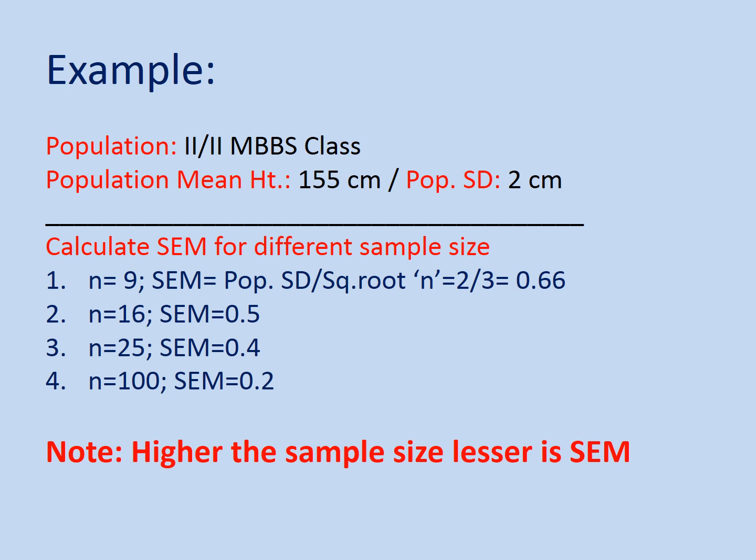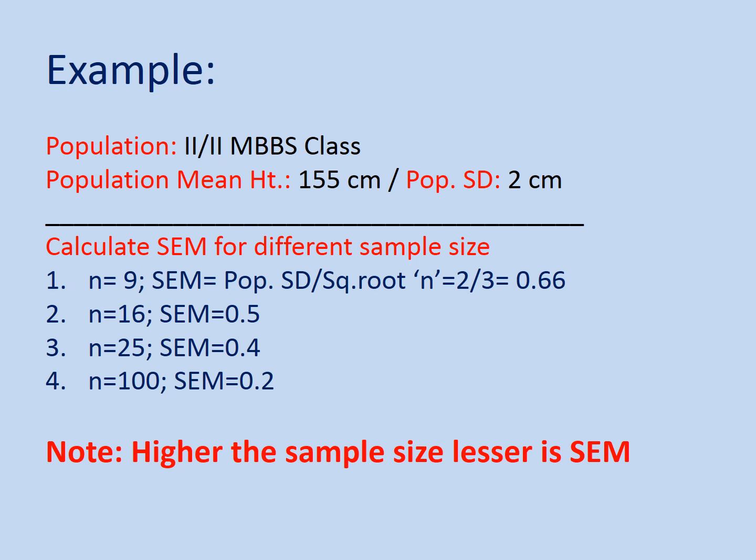Okay, let's understand the concept of standard error of mean with the example of your class, a hypothetical example, in more detail. Suppose a class of 200 students of second MBBS. The population mean, the average height of all 200 students, is equal to 155 centimeters, and the standard deviation of your whole class of 200 students is equal to 2 centimeters. So here capital M is equal to 155 centimeters and capital S, or sigma, is equal to 2 centimeters.